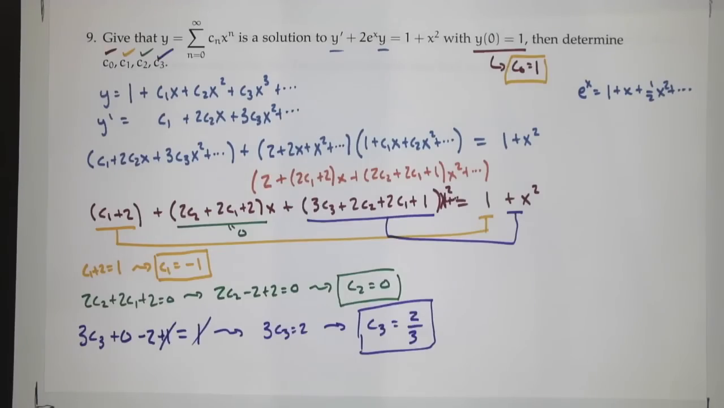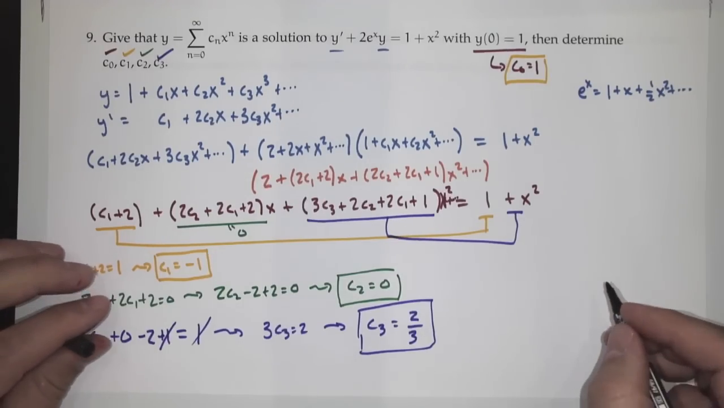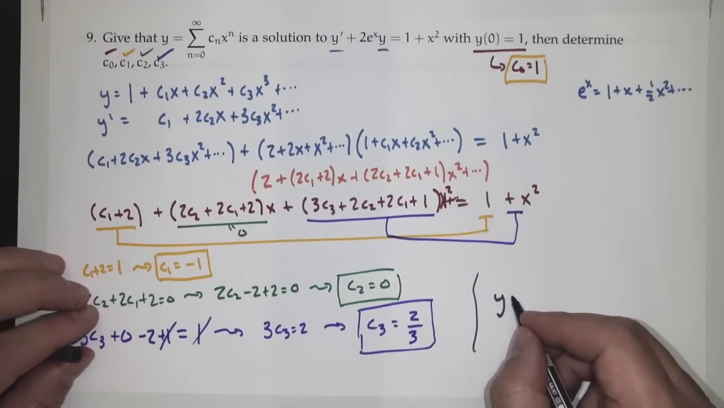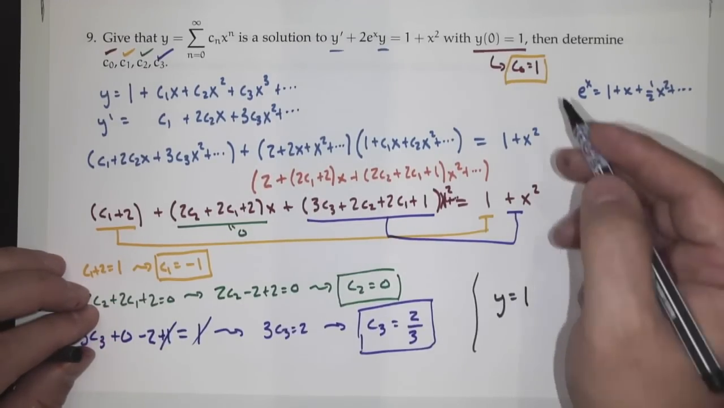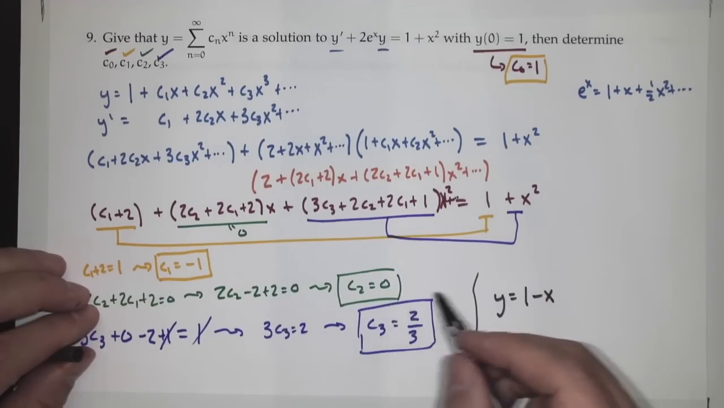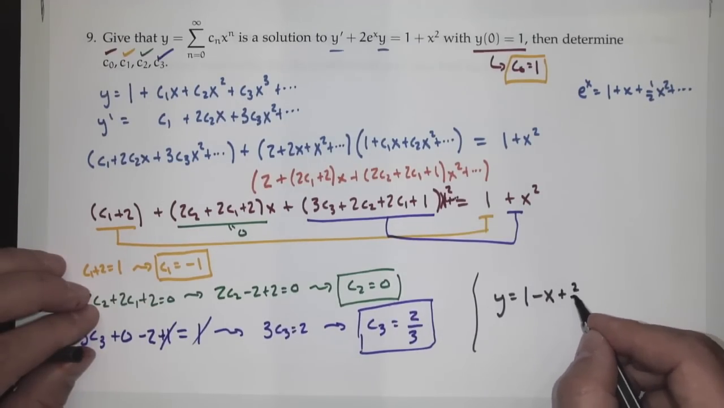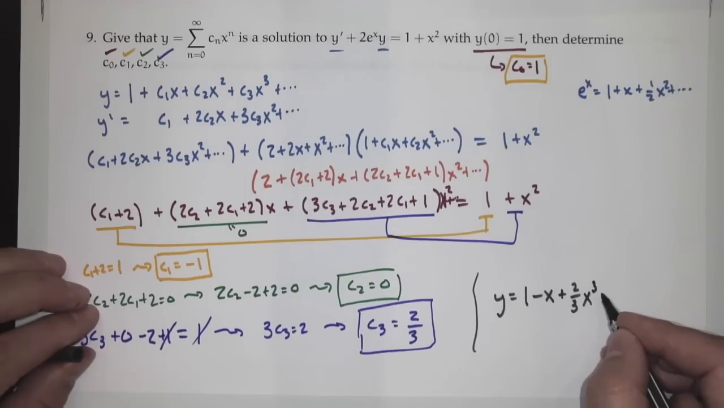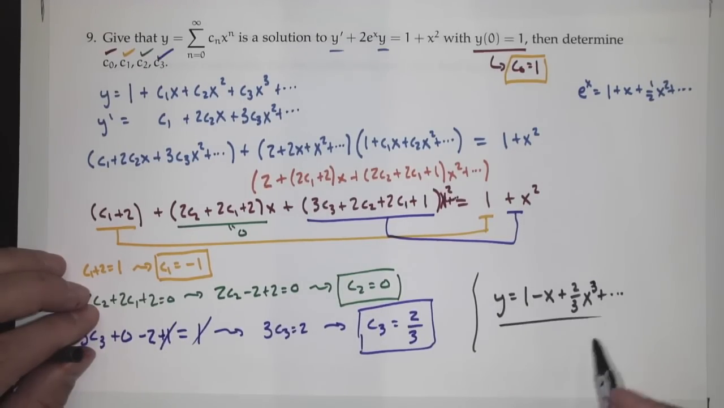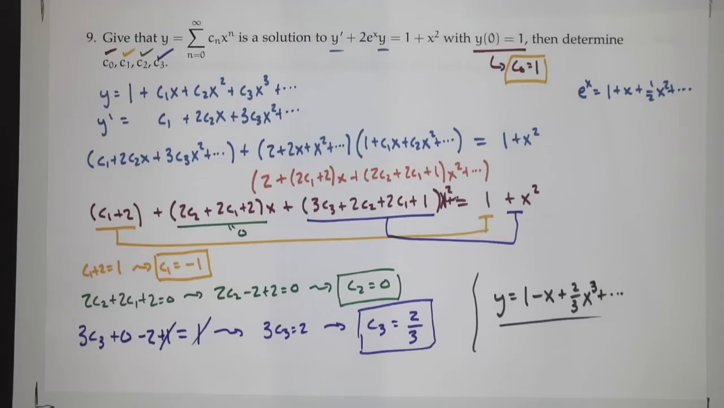So we found our C0, C1, C2, C3, which means that our solution, we don't need to write this, but we could, our solution looks like the following. Y is 1, our C0, minus x, 0x squared, 2/3 x cubed, plus other stuff. And that's sort of a condensed way to put them all together.